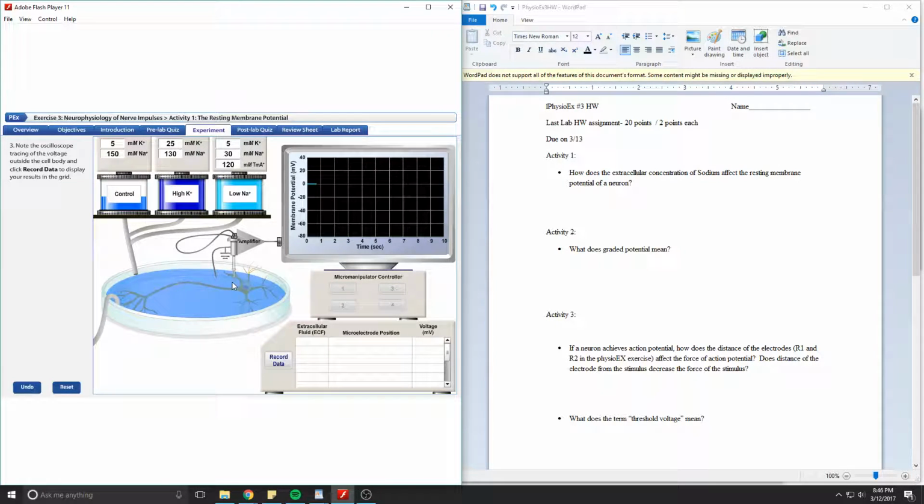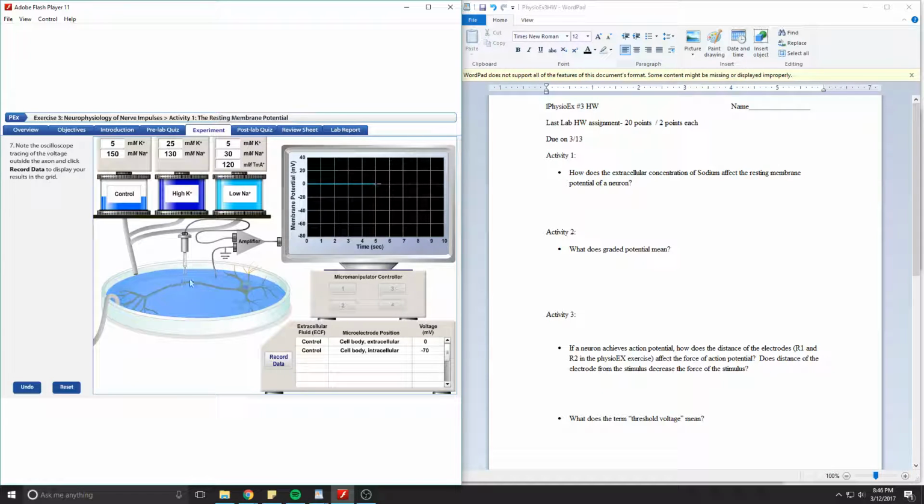So I'm going to hit the control here and put that in there and find out what the voltage is. Right now we're on the outside of the cell, record data, that's 0. Going to go to 2. We're going to record data. We have a negative 70 voltage in there right now. And this is asking what's the polarity of the resting membrane potential? It's negative, as you can see.